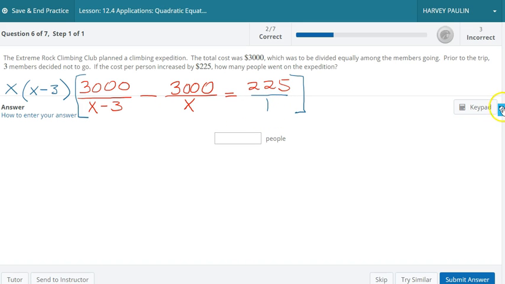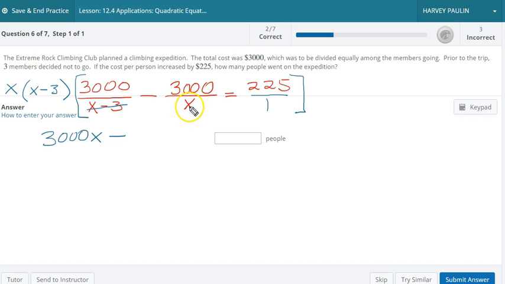Well, we have to multiply each term by the least common denominator, which is X times X minus 3. Now, when I do that, I multiply this by this. Here the X minus 3 cancels out, and I'm just left with 3,000X for this first term.